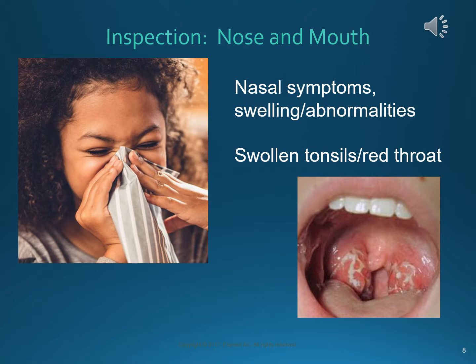Inspecting the nose and mouth is important here. Looking at nasal symptoms such as itchy nose, runny nose, sneezing. Is there any swelling inside the nose? Any abnormalities like polyps? If you look in the mouth, you're looking for a red sore throat, swollen tonsils, perhaps tonsils with an exudate. Those things are all important, and sometimes you can see postnasal drip in the back of someone's throat as well.